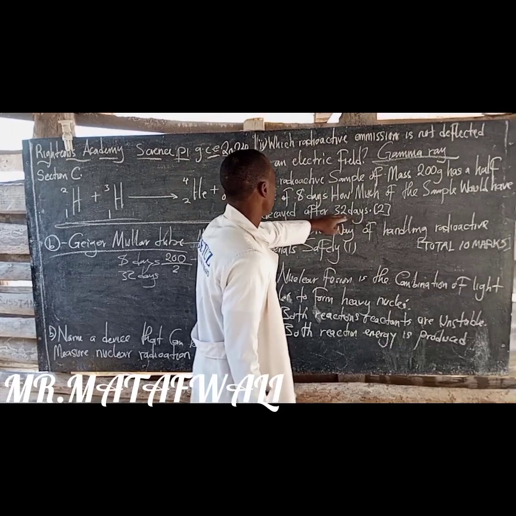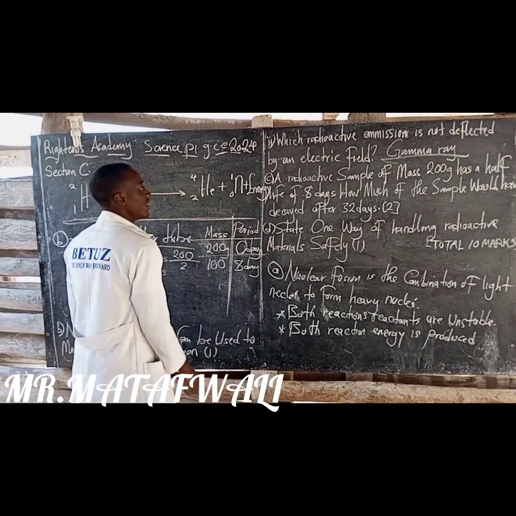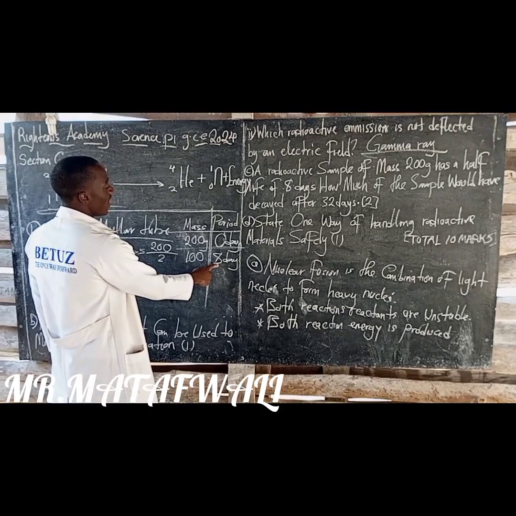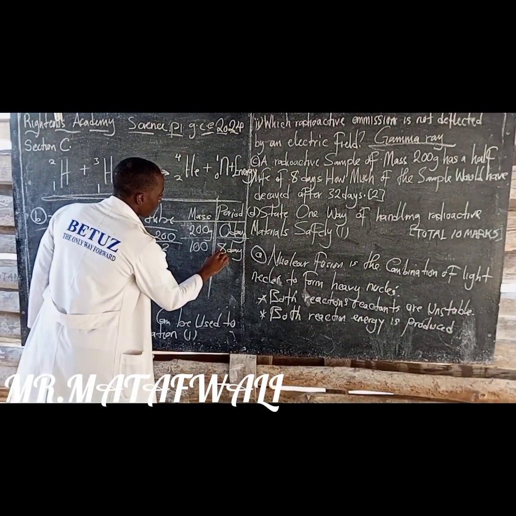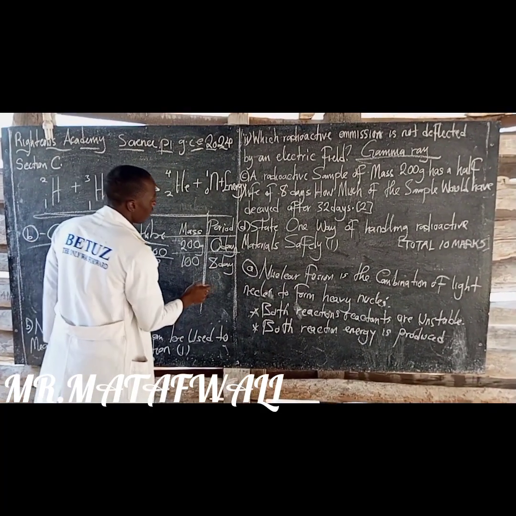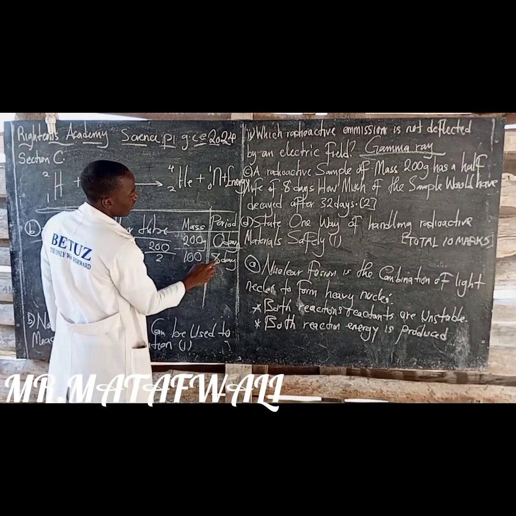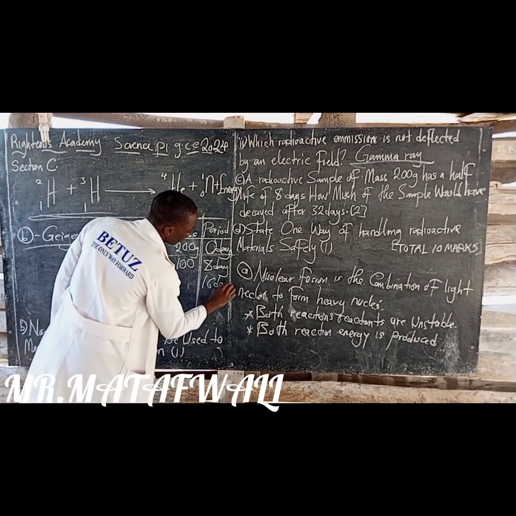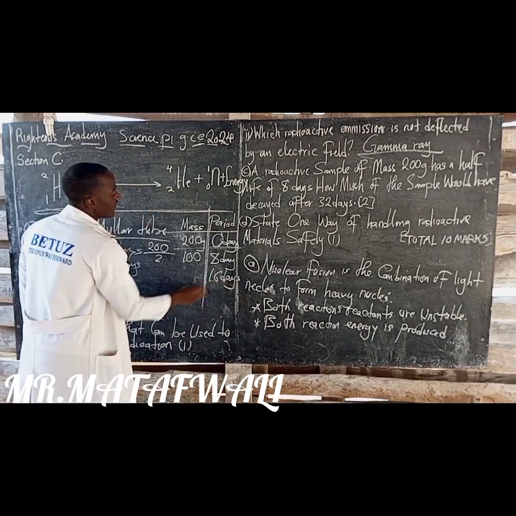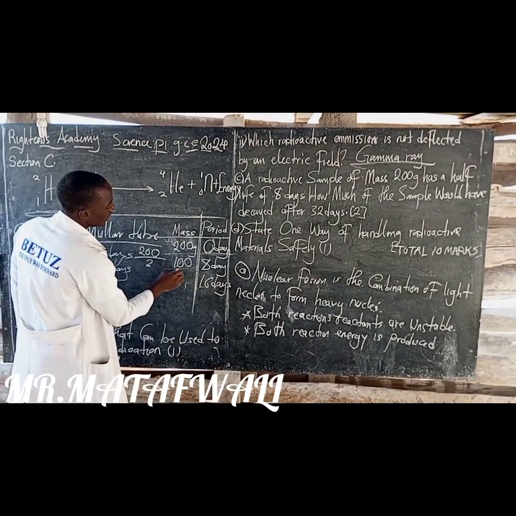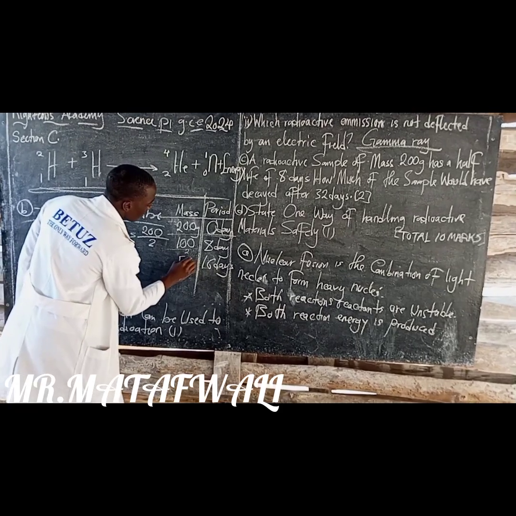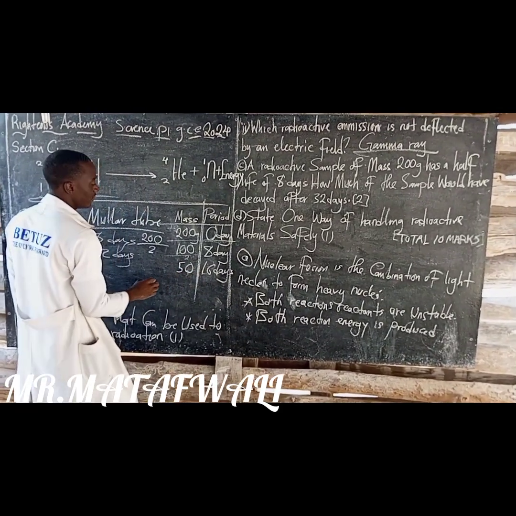The total period given is 32 days, and here we only have 8 days. So again we are going to add another 8 days. When we add another 8 days to this one, we are going to have 16 days. So after 16 days, we are again going to divide this by 2. We are going to remain with 50 grams.